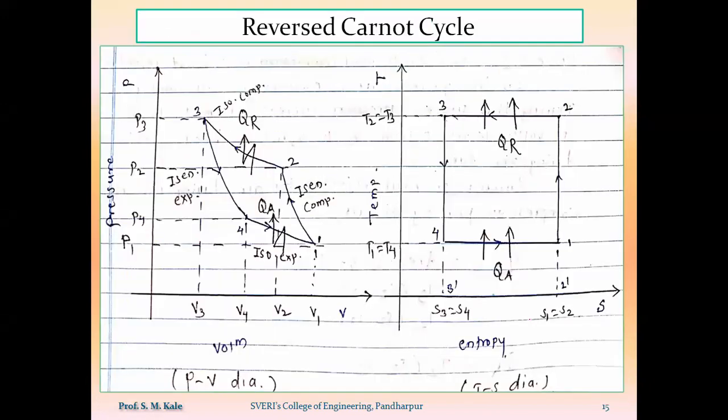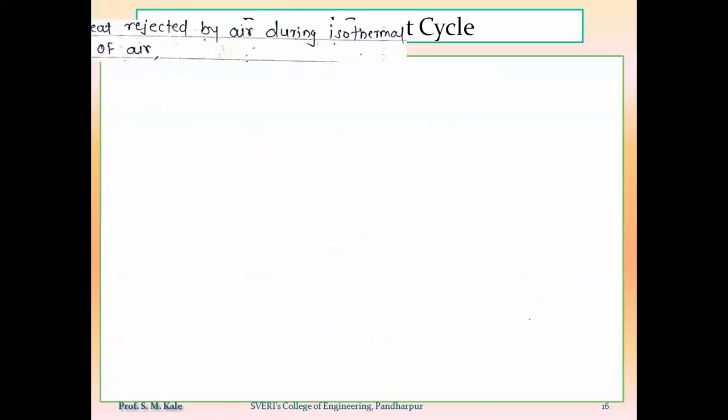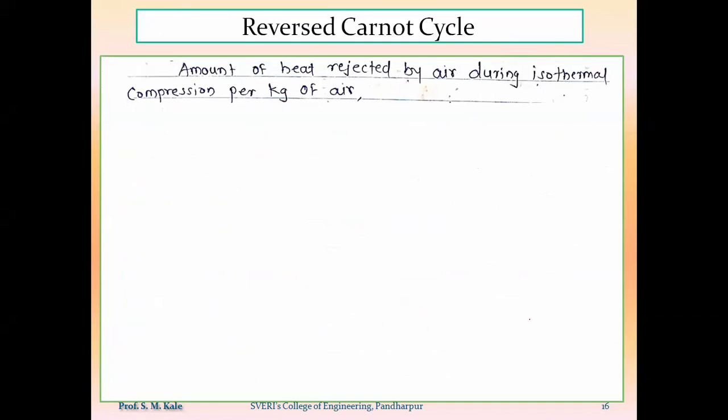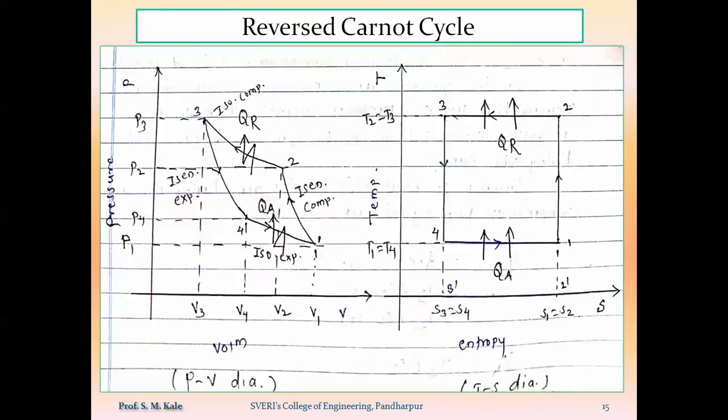So the diagram which I have drawn is the PV and TS diagram for the reverse Carnot cycle. This will be the PV and TS diagram for the reverse Carnot cycle. Now, as we know, during the process 2 to 3, heat is rejected.